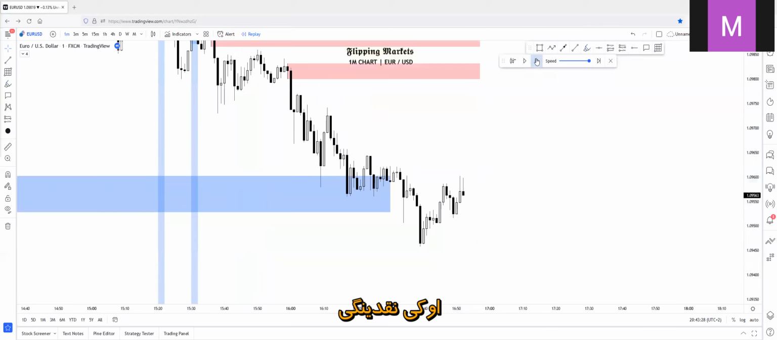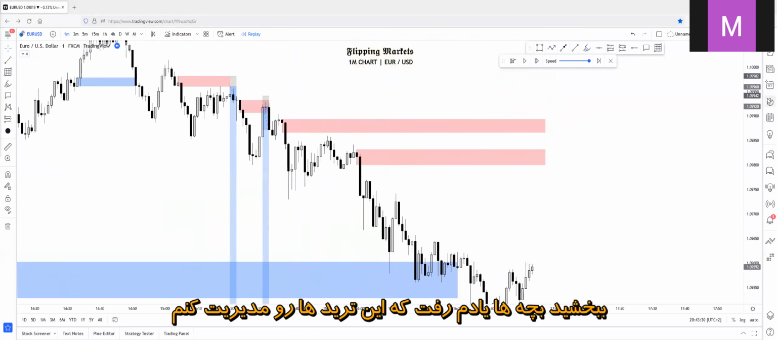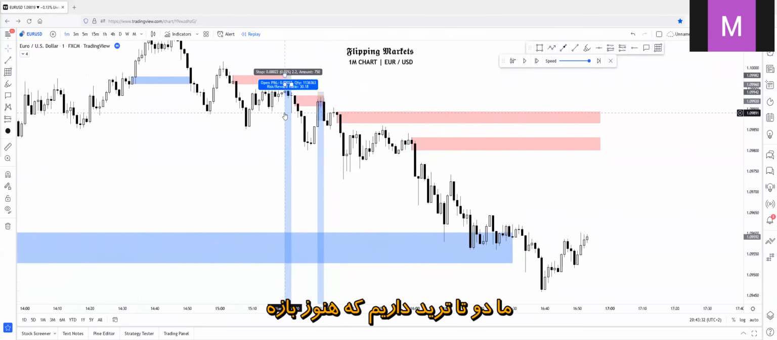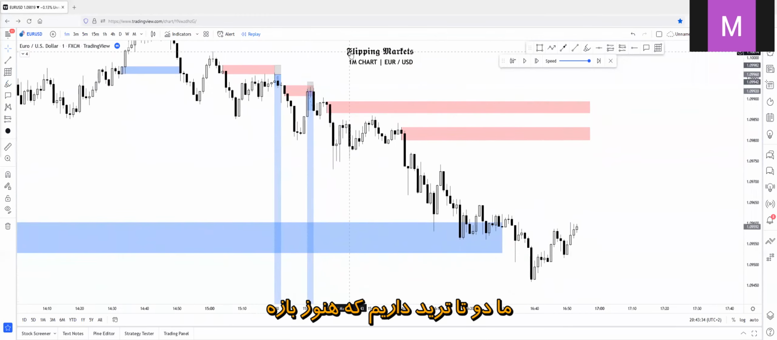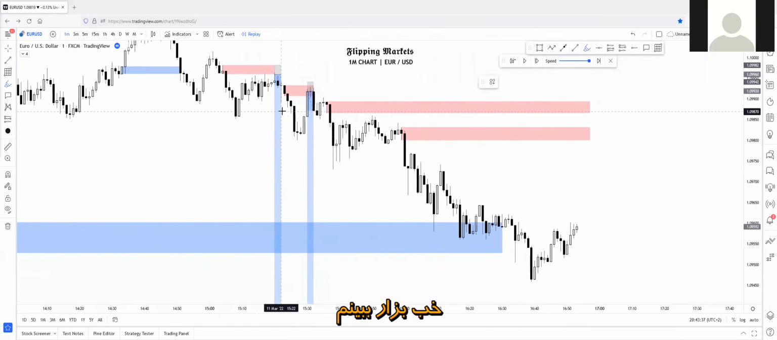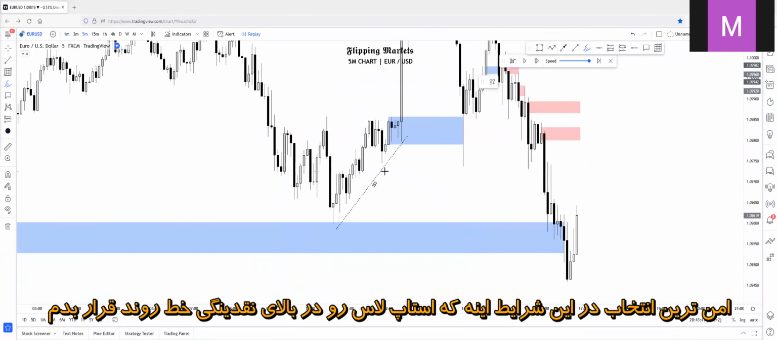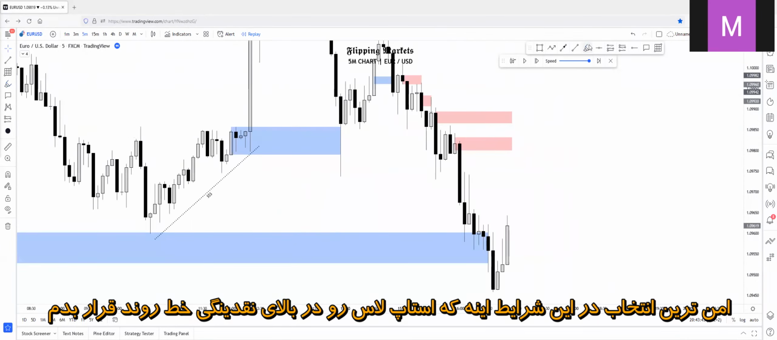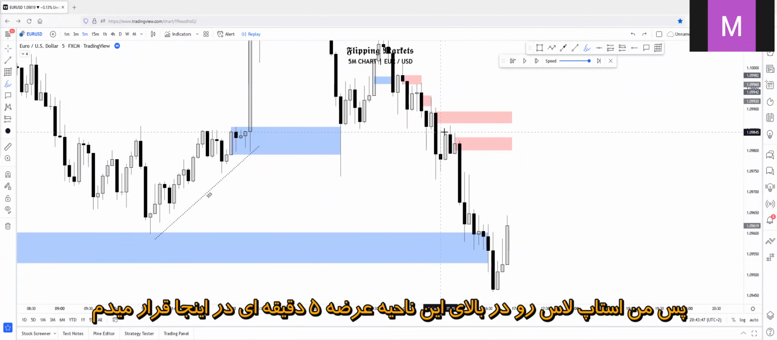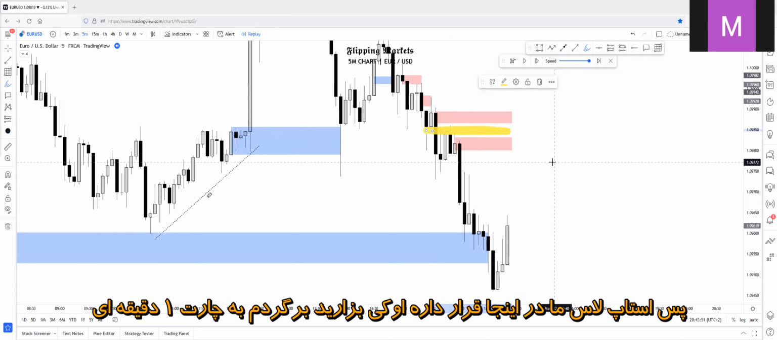Okay, the liquidity sweeping is, sorry guys, actually I forgot to manage the trades. We got 2 running positions. So let's see. The safest choice in this case will be to keep our stop loss above the liquidity line, so above the liquidity line right here. So I will keep my stop loss above this 5-minute supply level right here. So here's our stop loss currently.